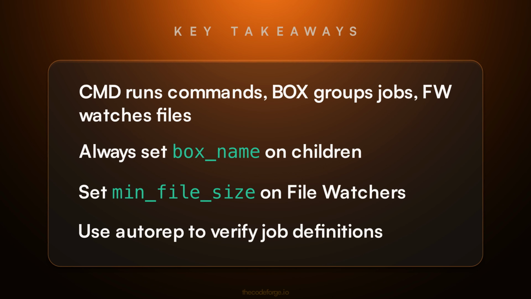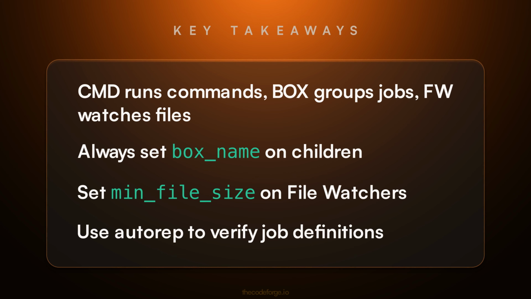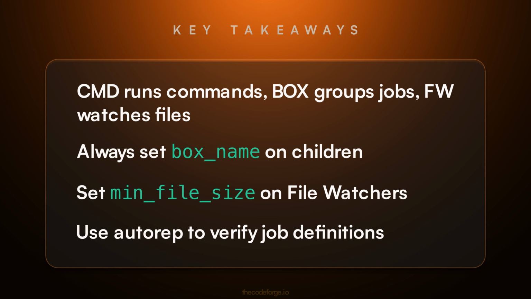To recap, understand the 3 job types, always link children to boxes with box name, protect file watchers with min file size and timeouts, and validate with autorep. These practices prevent silent failures.